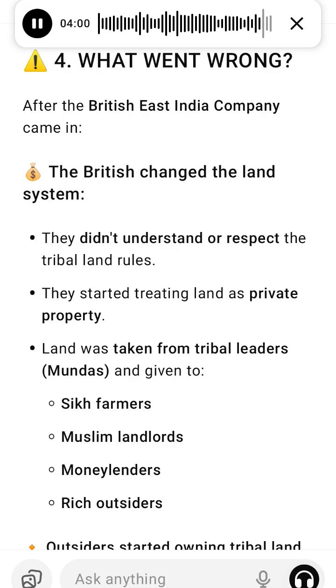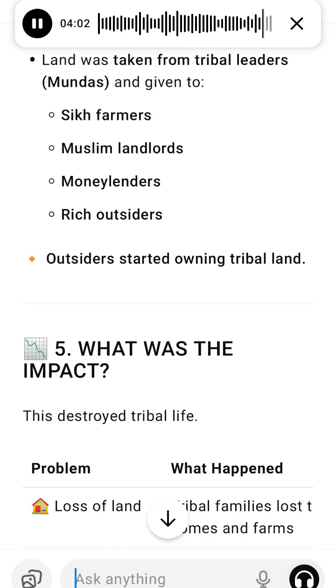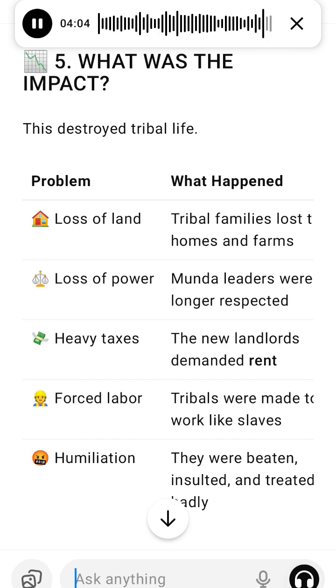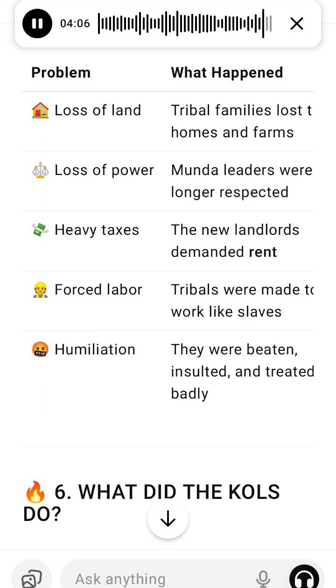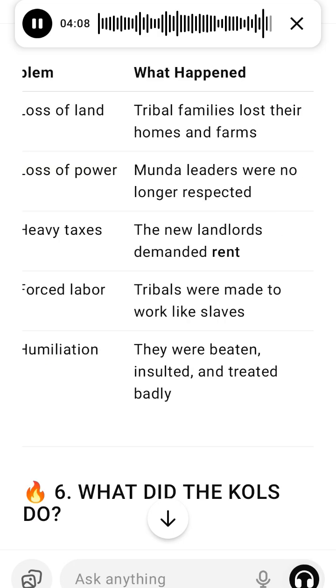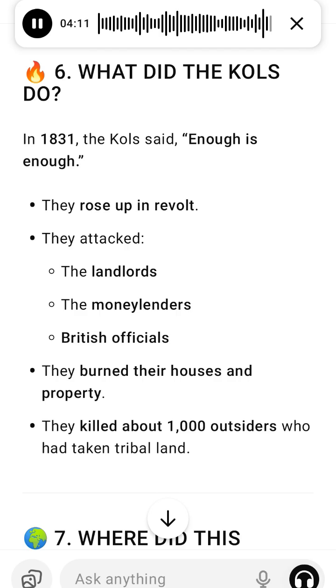The Kols were tribal people, living in the forest and hilly regions of Chotanagpur Plateau, in present-day Jharkhand. Their society was communal, meaning land was shared and managed by the whole community. The Mundas were tribal chiefs or village headmen. They managed the land and settled disputes. Kols had their own way of life, simple, nature-based and peaceful, without landlords or taxes.